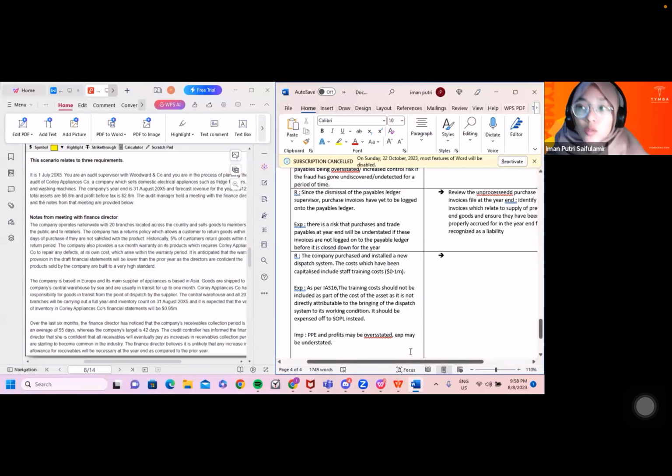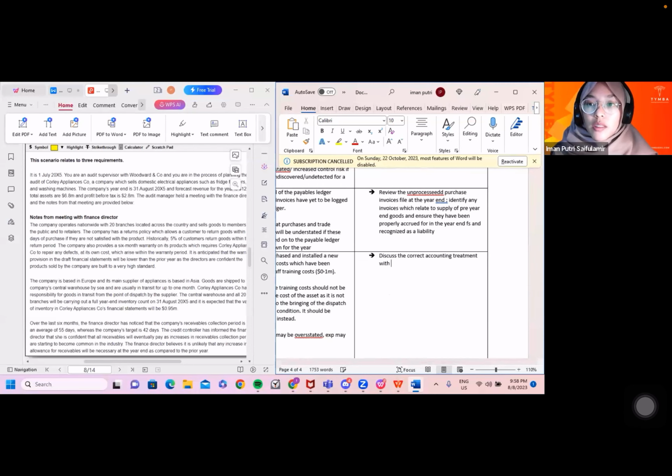Okay, guys? So maybe we want to discuss the accounting treatment. In this case, because the management is doing something wrong, we want to advise them on what is the correct treatment. Discuss the correct accounting treatment with the FD and request that training costs are written off to SOPL to ensure treatment is in accordance with IAS 16 PPE.